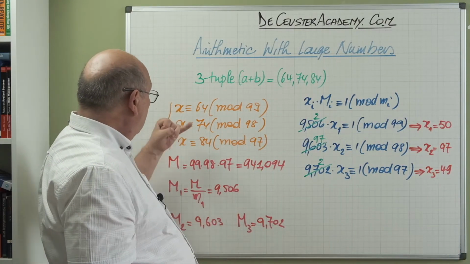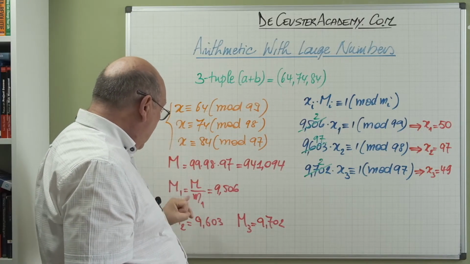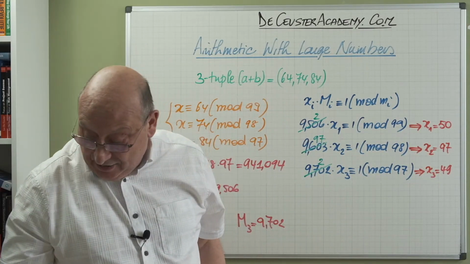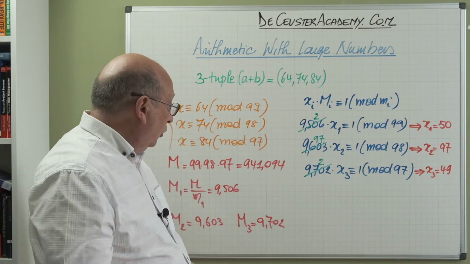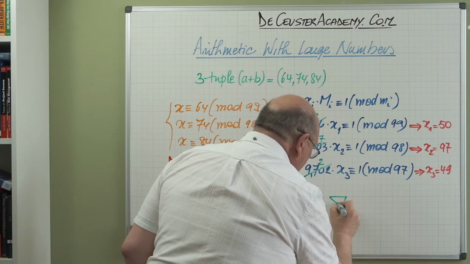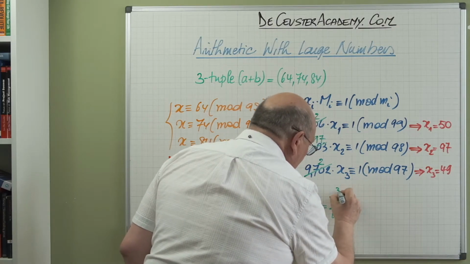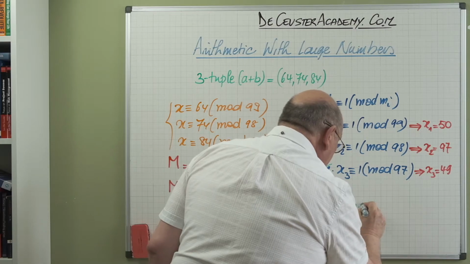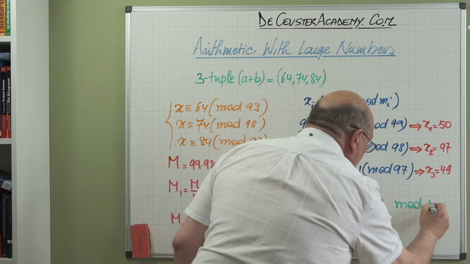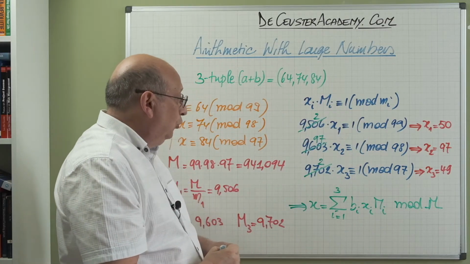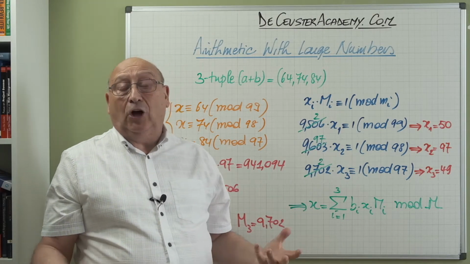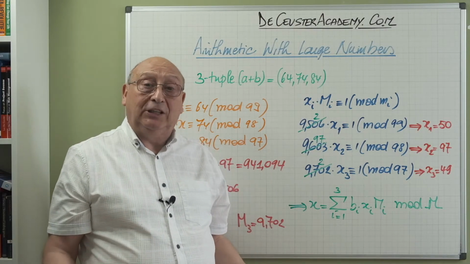We found B1, B2, B3, M1, M2, M3, x1, x2, x3, and now we can find here the solution, which is x is equal to the sum of i equal to 1 till 3, bi times xi times mi modulus m. So we'll find this solution. We will do that on the next board. I will clean the board, and we do that again under the form of the table like we did before.